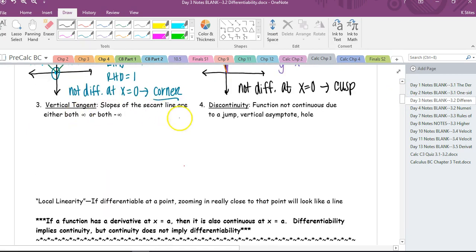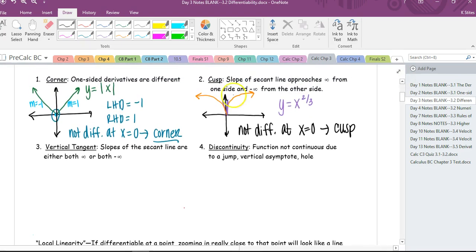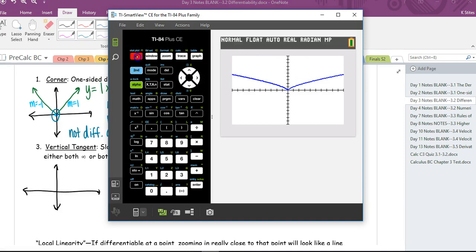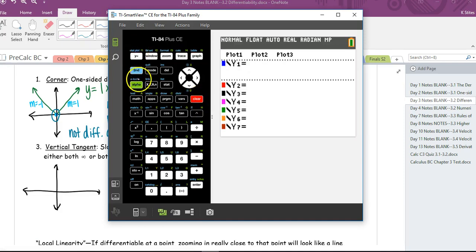All right, number 3, vertical tangent. This is similar to what we're saying with cusp, only with a cusp, your slope approaches infinity from one side and negative infinity from the other. For a vertical tangent, you can approach infinity or negative infinity, but your slopes are going to be the same from both sides. So an example of that equation, one that has a vertical tangent, might be something like y equals the cube root of x. Okay, I'm just giving you some examples so you can see what these look like. So that would be x to the 1/3 power.